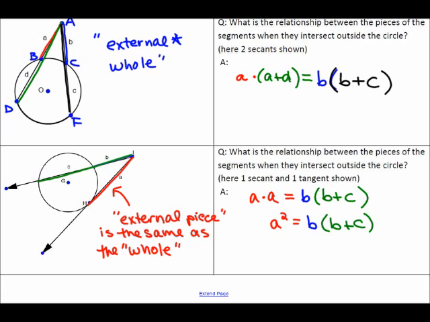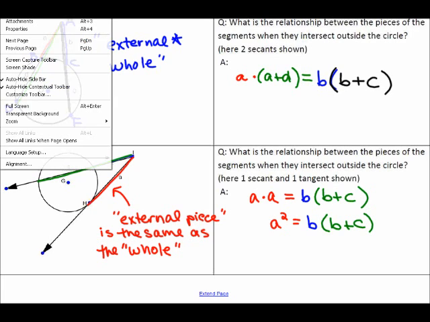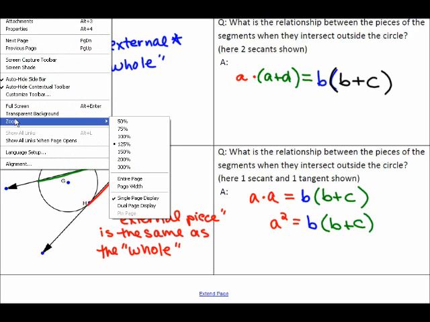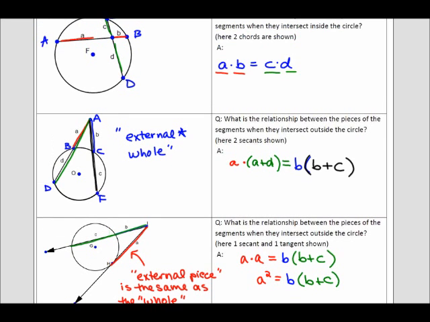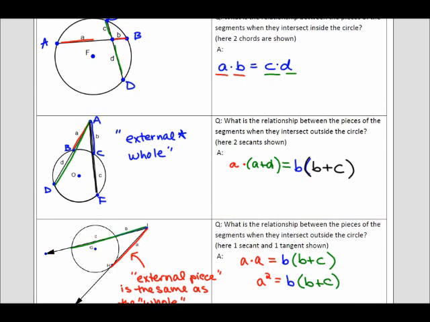Okay, so those are our three properties that we'll be looking at tomorrow when you come back to class. So you'll want to bring these with you. We have two chords. If they intersect inside the circle, then all we do is multiply the pieces together. If you have intersection outside the circle, whether it be two secants or a tangent with a secant, it's always the external piece times the whole piece.